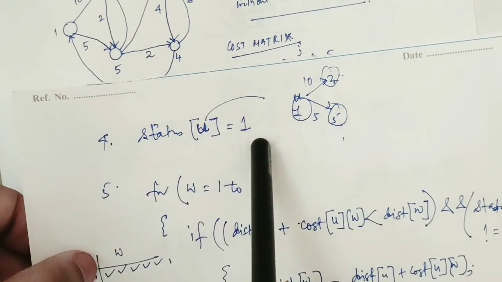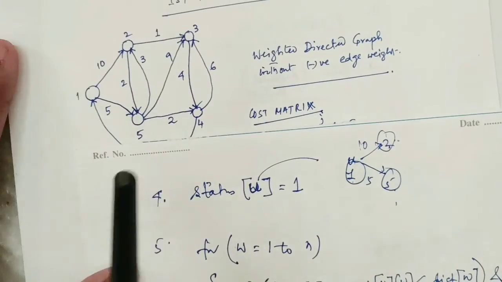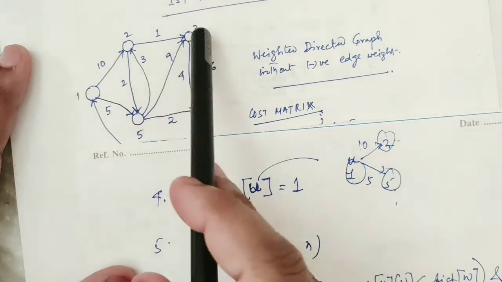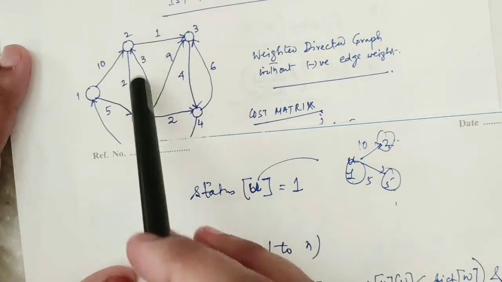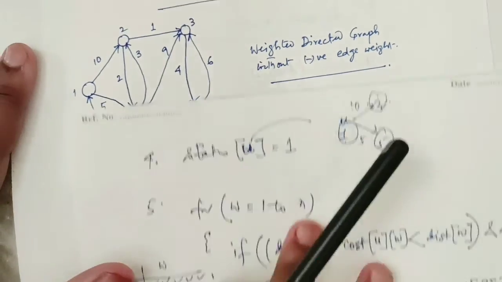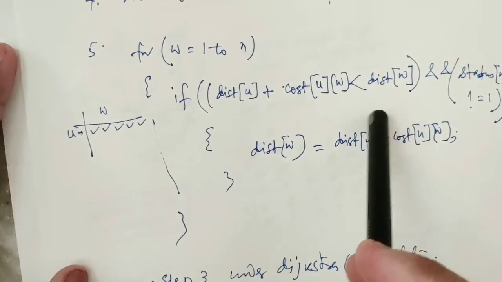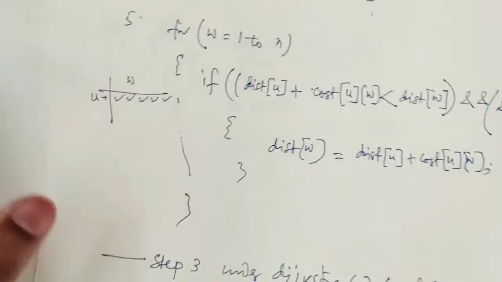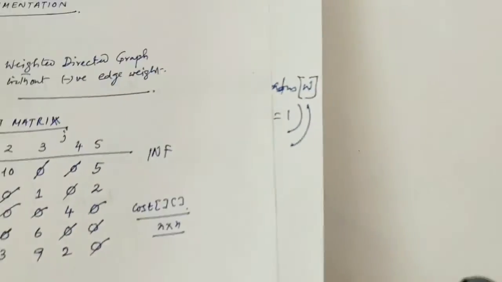So the status of 5 will be 1. With respect to 5, you have to apply relaxation to its adjacent vertices 2, 3 and 4. That will be done using this step, and then you repeat further. So this is the way to implement the Dijkstra algorithm.